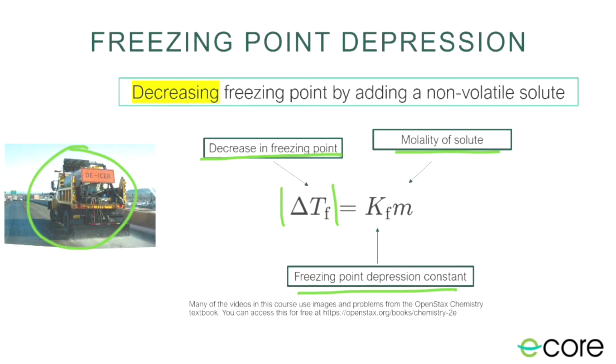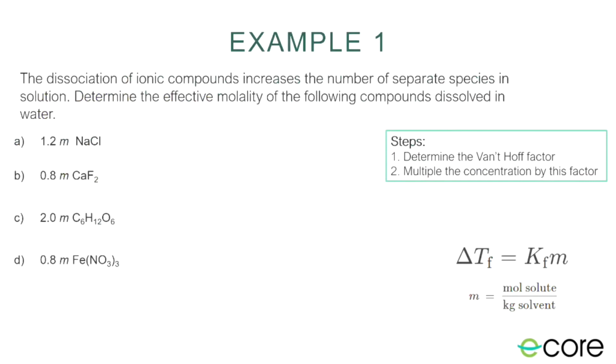Okay, let's do a practice problem that focuses in on dissociation. First, let's just think about what dissociation does to concentration. Here, the dissociation of ionic compounds increases the number of separate species in solution. Determine the effective molality of the compounds dissolved in water. Okay, so now we're going to think about how the molality of these solutions changes when I think about the fact that they're falling apart into separate things.